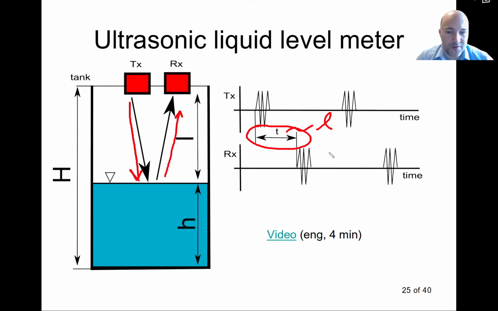Of course, it will have some limitations. If we have obstacles such as internal construction structures in the tank, it may be a problem. If we have foam, then it may be a problem for ultrasound, and then we may not be able to use it. But in principle, it's fairly simple to use ultrasonic liquid level meters. They are very small, very inexpensive compared, for example, to radar, and they work quite reliably and well in some specific applications.